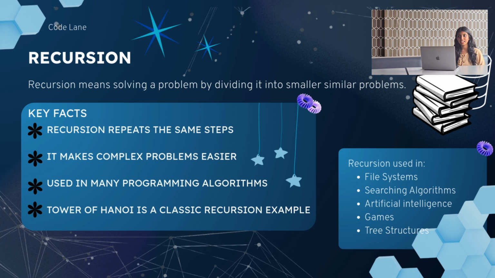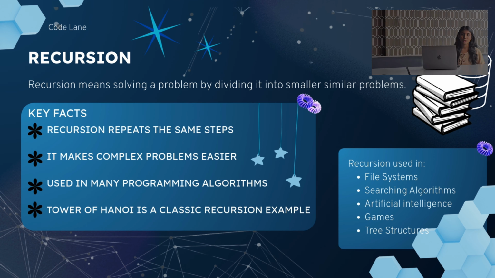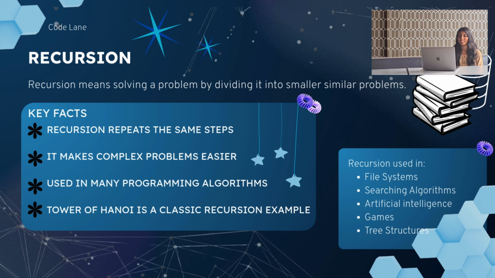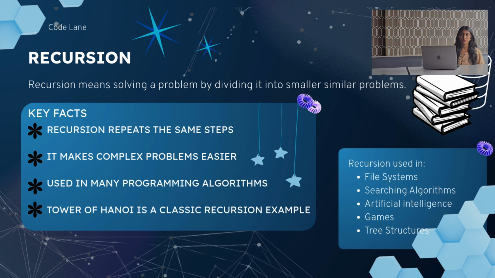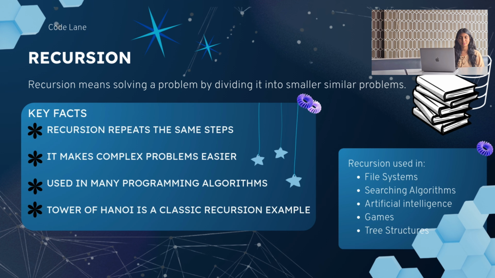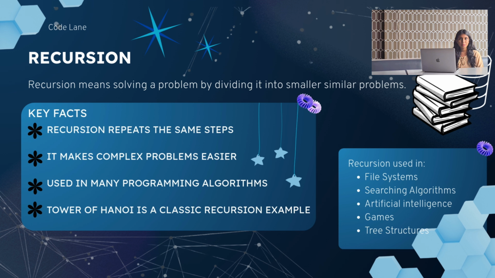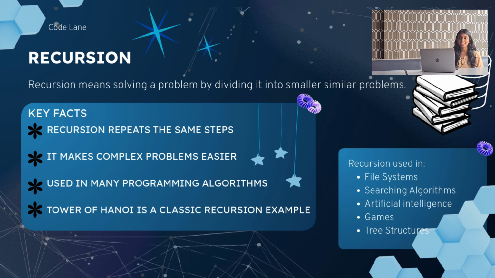Now let's look at some real-life uses of recursion. Recursion is not only used in puzzles like the Tower of Hanoi, but also in many real computer science applications. One common example is file systems. When we open folders inside other folders on a computer, the system often uses recursion to explore all the files and directories. Recursion is also used in searching algorithms to find information quickly and efficiently.